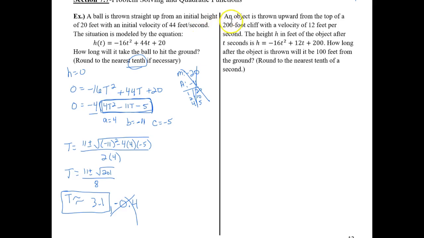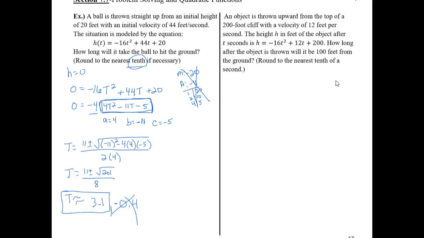Alright, on the right hand side, an object is thrown upward from the top of a 200-foot cliff with a velocity of 12 feet per second. The height h in feet of the object after t seconds is h equals negative 16t squared plus 12t plus 200. How long after the object is thrown will it be 100 feet from the ground?